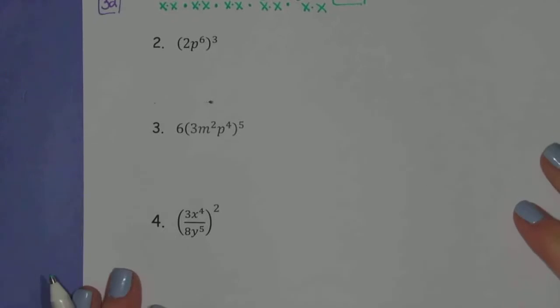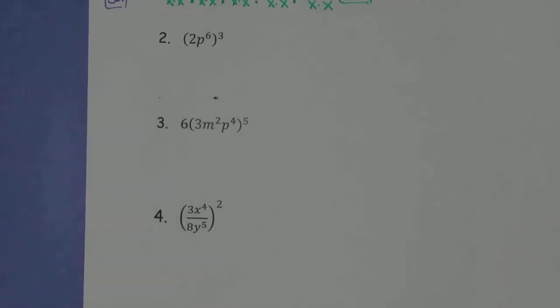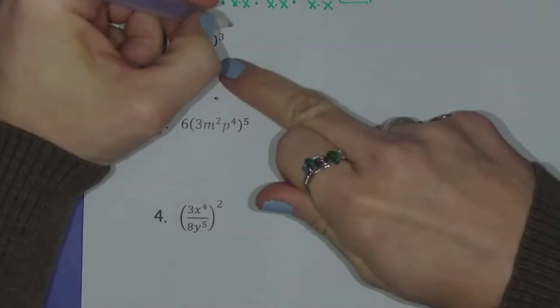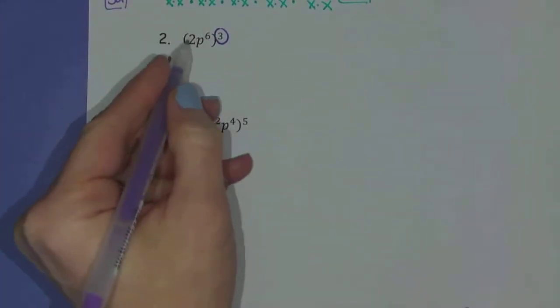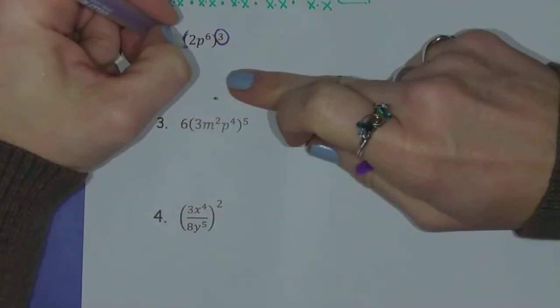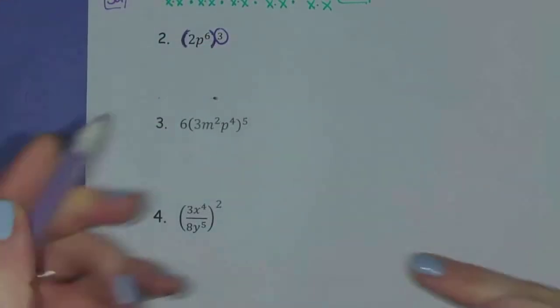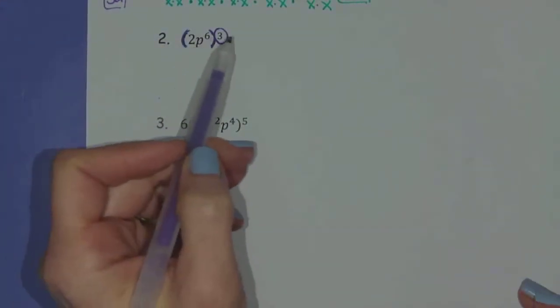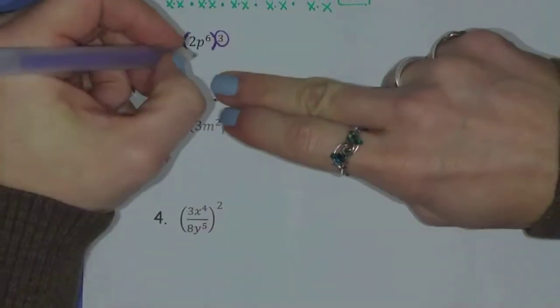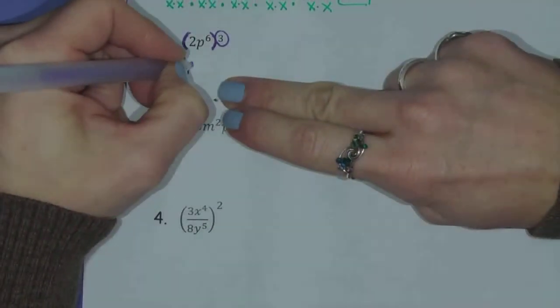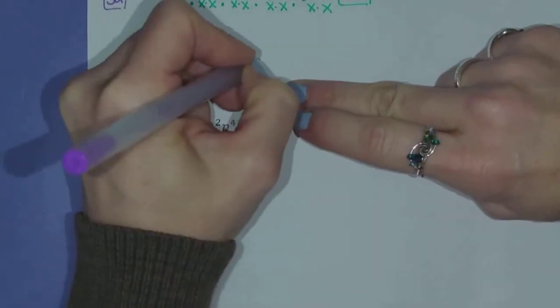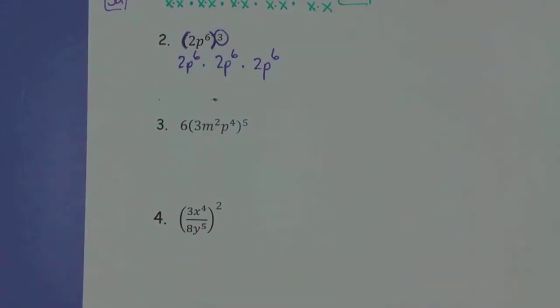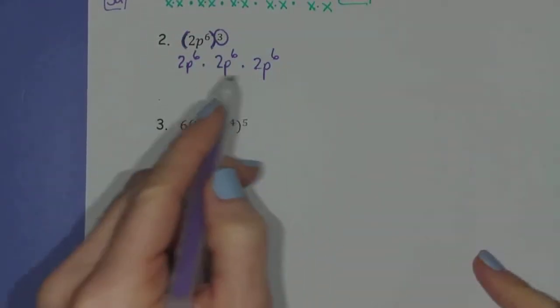We're taking 2p to the 6th, all raised to the 3rd power. So again, let's focus on the exponent outside the parentheses. I want to take 2p to the 6th, that's what's inside the parentheses, and I want to express it multiplied by itself 3 times over. So that's going to look like this. 2p to the 6th times 2p to the 6th times 2p to the 6th. Simple. 3 times. But we know these can break down further.